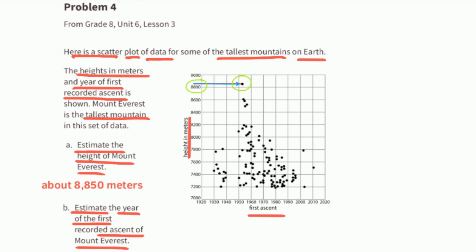B. Estimate the year of the first recorded ascent of Mount Everest. Draw a vertical line straight down from the point, and it takes you to just after 1950. So we could say that the first recorded ascent was approximately 1953 or so.